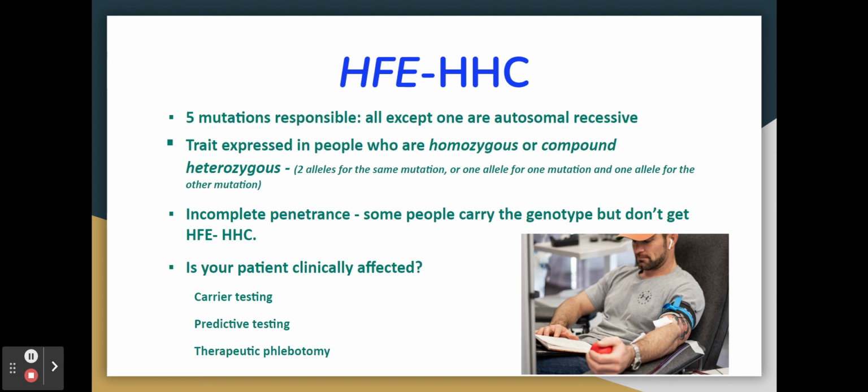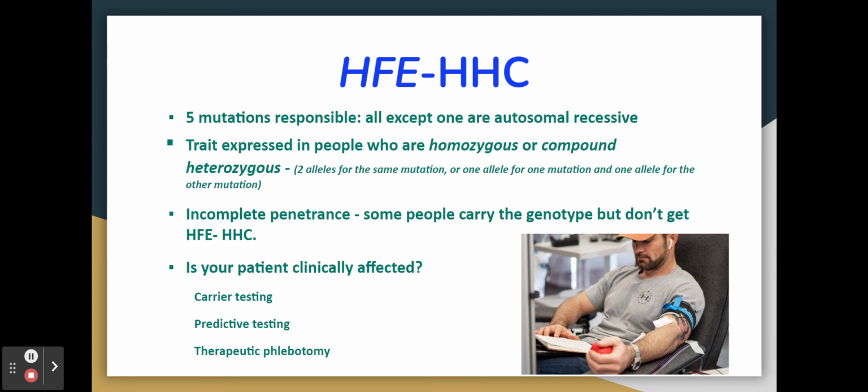They are different alleles, different mutations. Incomplete penetrance, some people will carry this genotype and they don't get it. And some people will get the full-blown disease. About 40% of people who carry the genotype will actually end up with a diagnosis of HFE-HHC. Is your patient clinically affected? Well, how would you know?